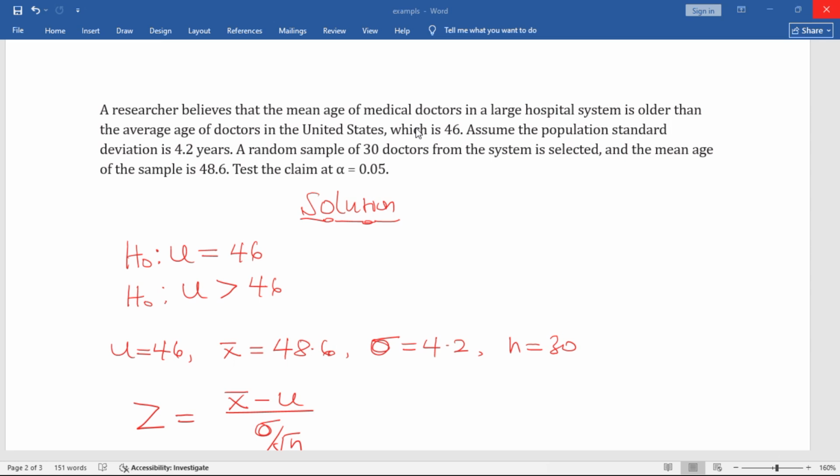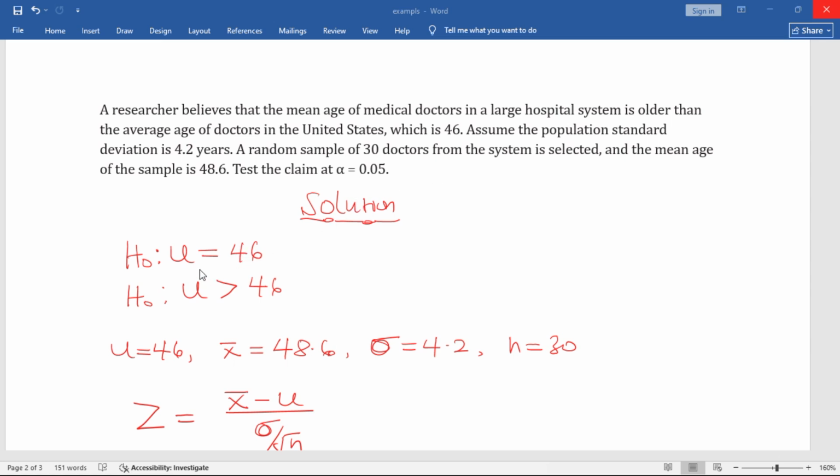So this is the question, and we could see clearly that the question was saying that a researcher believes that the mean age of the medical doctor in a large hospital is older than the average age of the doctor in the United States, which is 46. So here our alternative hypothesis is given, and the older means that it is greater than.